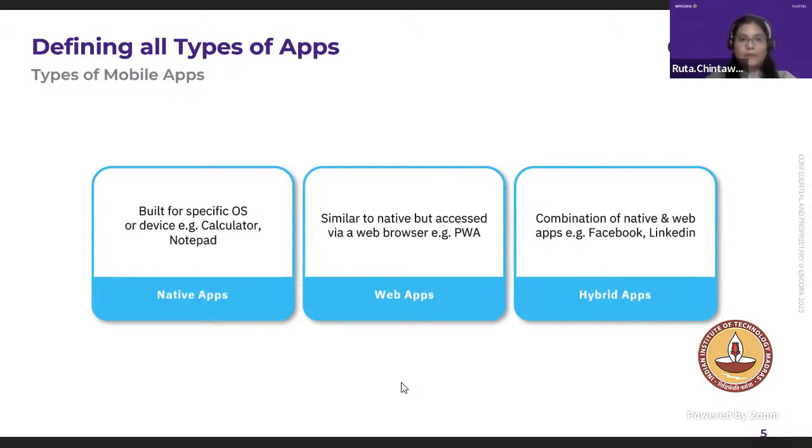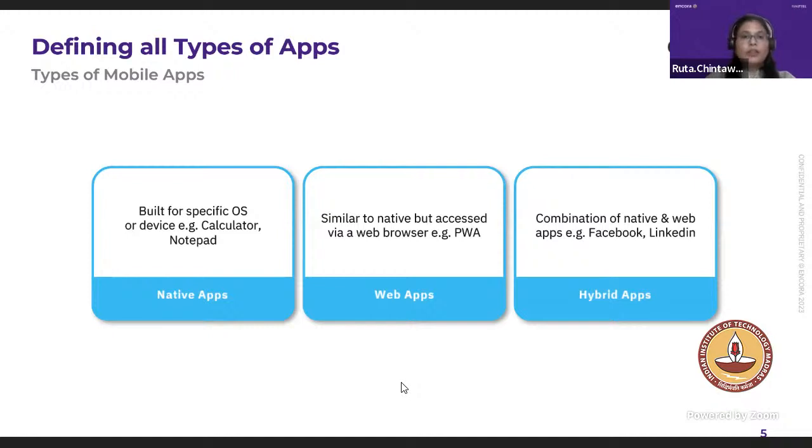Then we have web apps. Web apps are similar to native, but they are accessed via a web browser on your mobile devices. These are not standalone apps which you can download and install on your phone. They are just accessed via the browser. For example, Facebook. You can just enter the URL in a browser, whether Chrome, Firefox, or whatever browser you use, and you will be able to see the entire app in the browser. So that is the benefit of a web application.